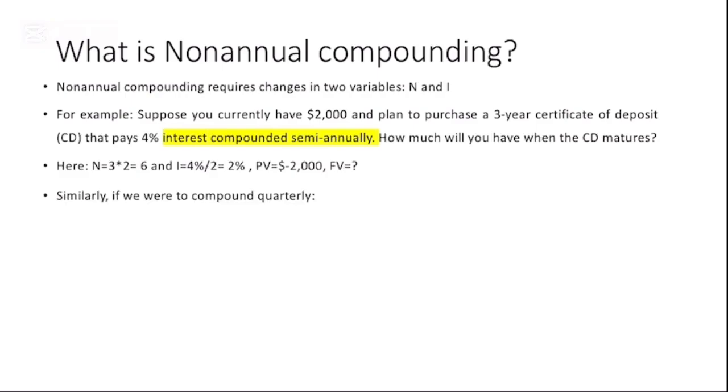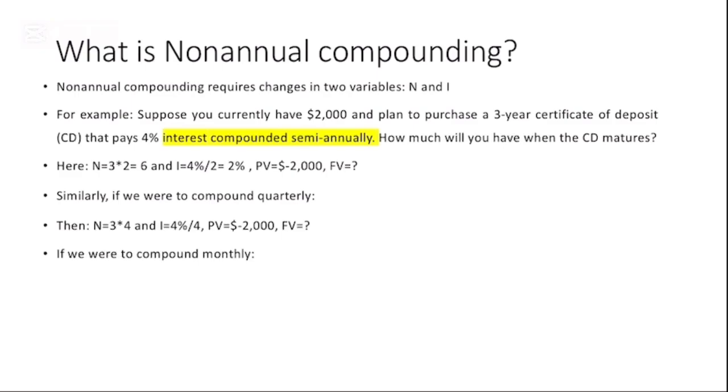Now similarly, if we were to compound the same question quarterly, the present value will remain the same, the certificate of deposit will remain for 3 years, and the nominal interest rate is 4%, but it is compounded quarterly. So the adjusted N will be 3, the certificate of deposit of 3 years, multiplied by 4, since there are 4 quarters in a year. For the interest rate, we will divide the nominal interest rate, 4%, by the number of compounding periods, which is 4. The present value is the same. Plug in all these values in the financial calculator and you'll find the future value.